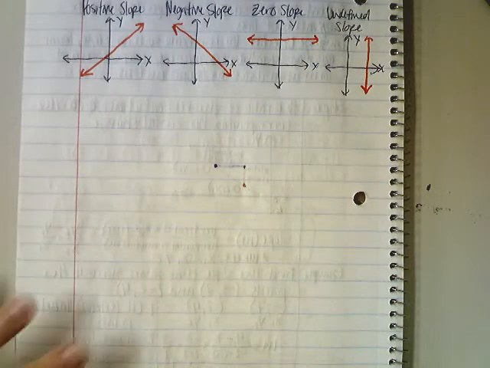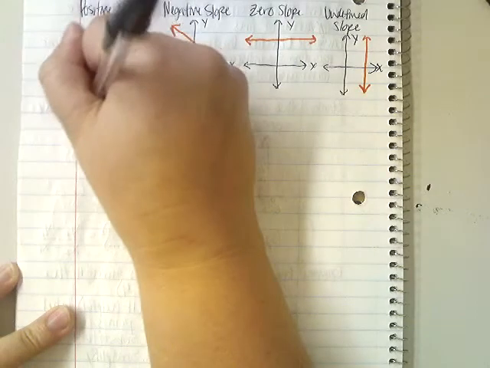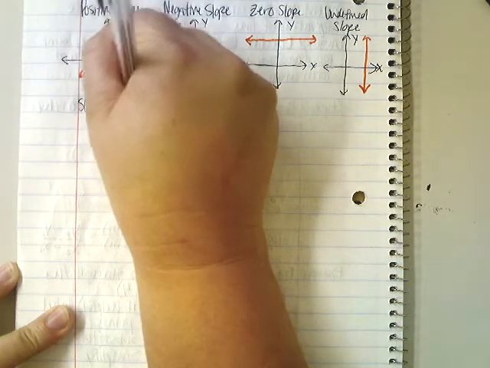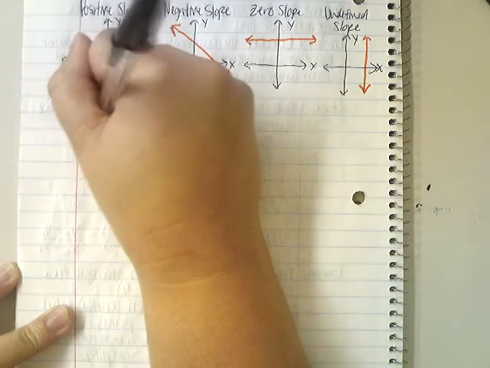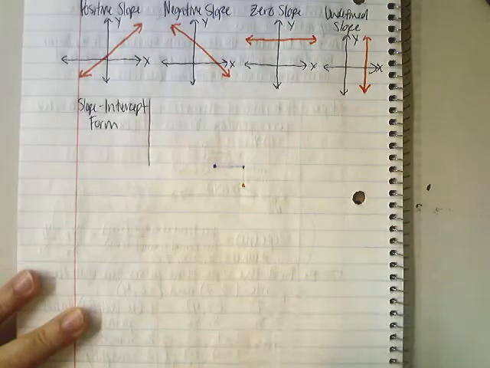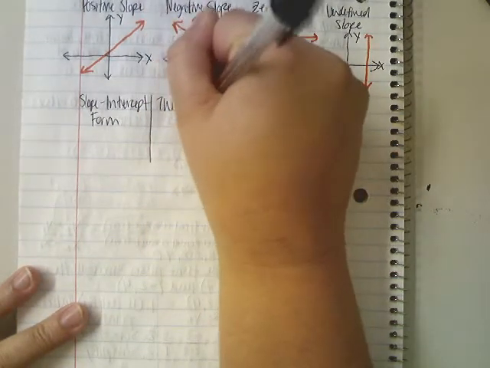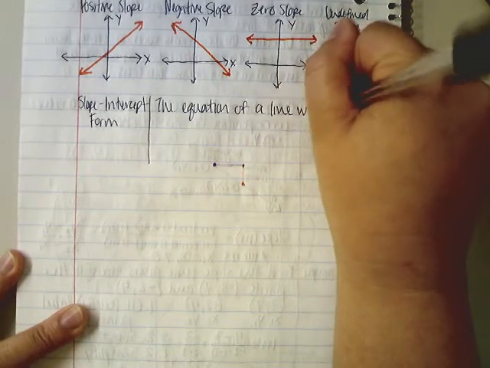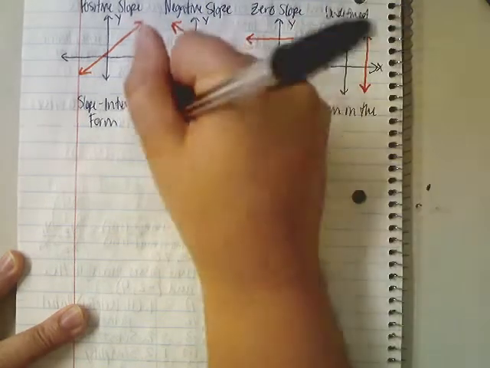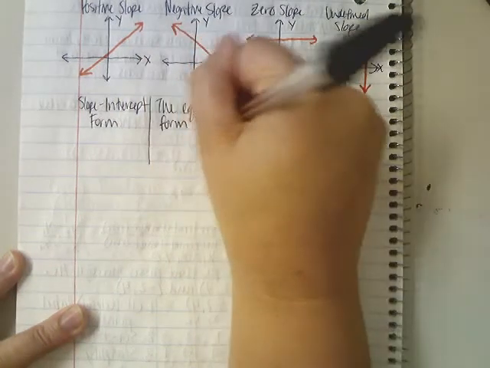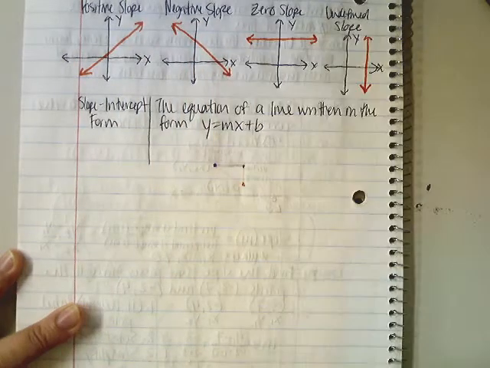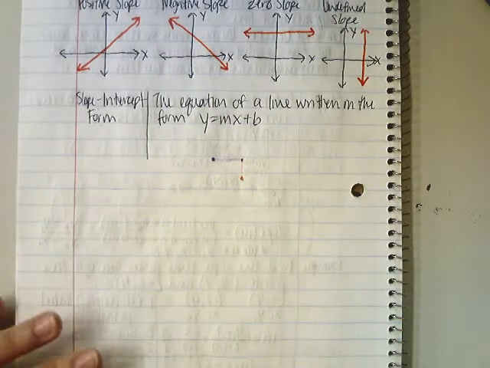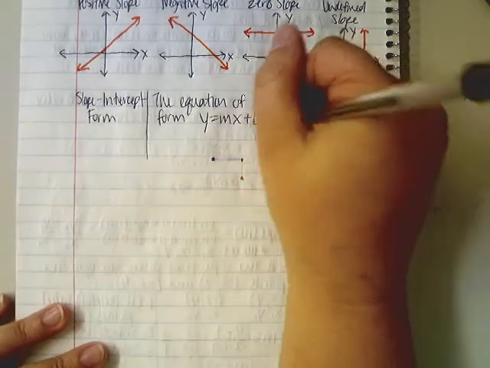So now I want to talk more specifically about slope-intercept form. Slope-intercept form is the equation of a line written in the form y equals mx plus b. This is probably the equation you're most familiar with, or most comfortable seeing linear equations written in.